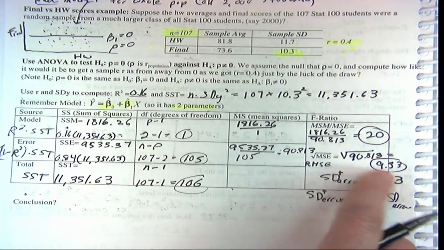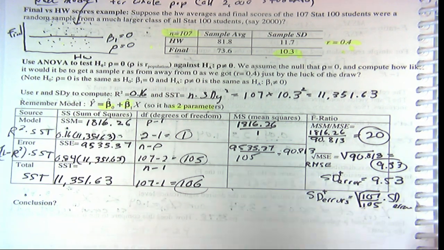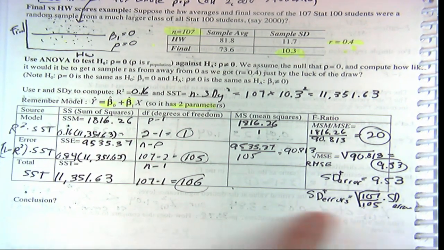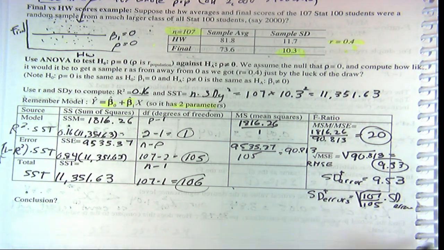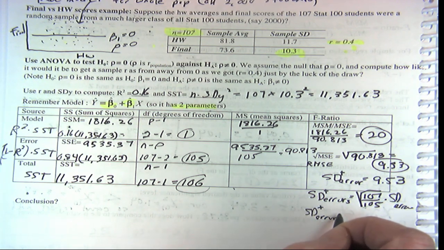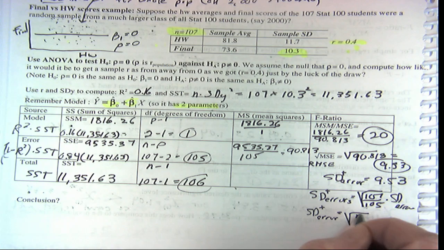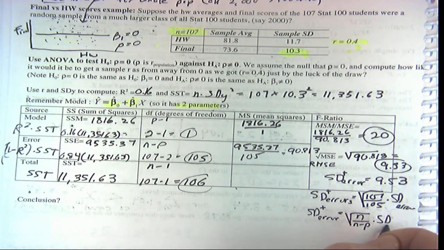So once you get, okay? I think in your homework, you're going to have to go the other direction. So you'd say 105 over 107. In general, the SD plus of the errors is going to be n over n minus p times the SD of the errors.